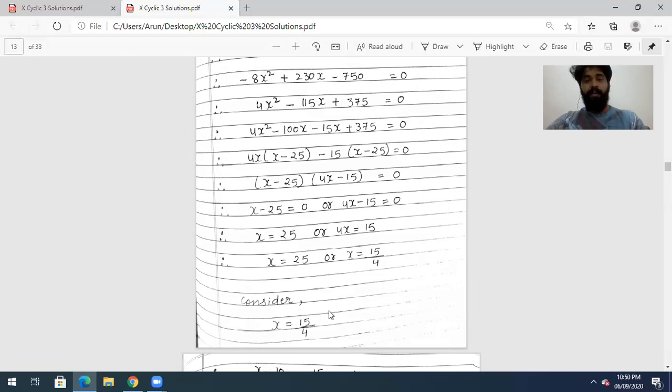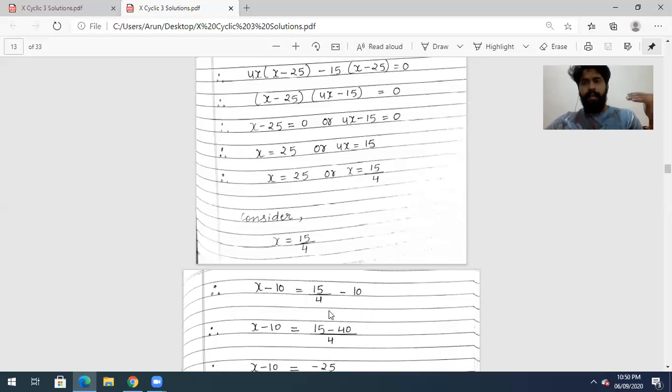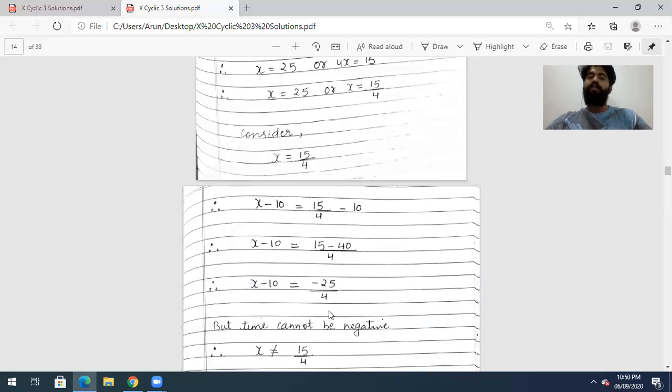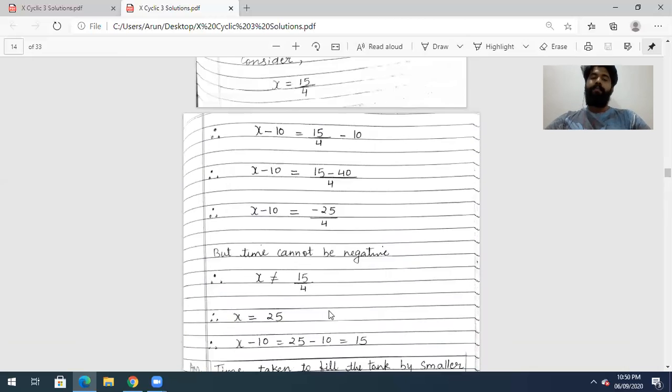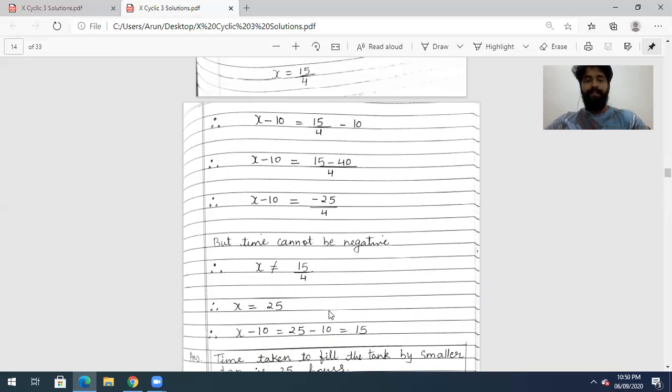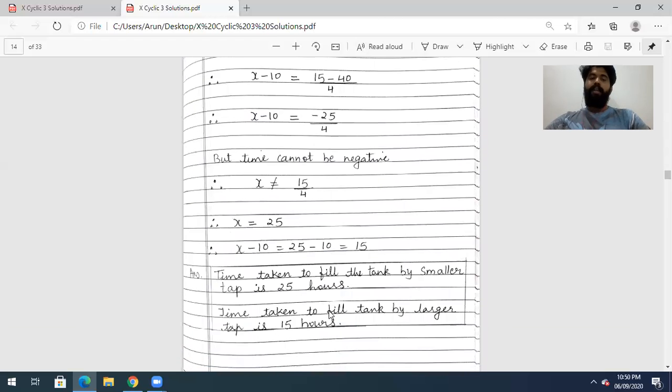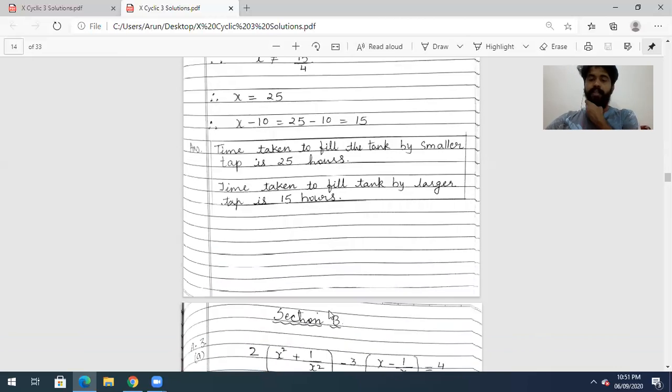Since both the values are positive, both can be the correct answer. So if we consider x as 15 by 4, the time taken by the larger tap would be 15 by 4 minus 10, which would be minus 25 by 4. And since time cannot be negative, therefore 15 by 4 is discarded. Therefore, we get x is equal to 25 and x minus 10 would be 15. So therefore, time taken to fill the tank by the smaller tap is 25 hours and the time taken to fill the tank by the larger tap is 15 hours. I hope you've understood this question as well.